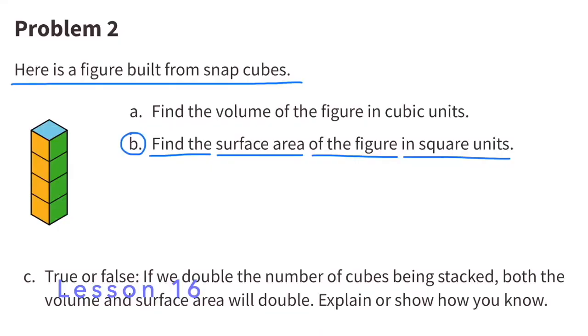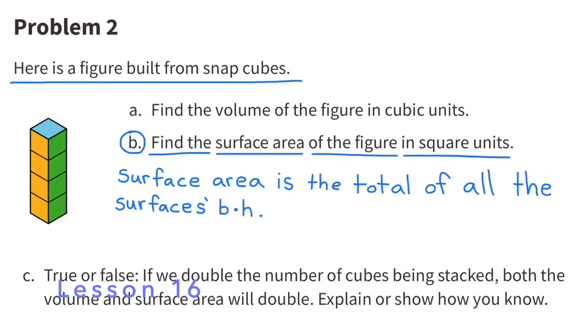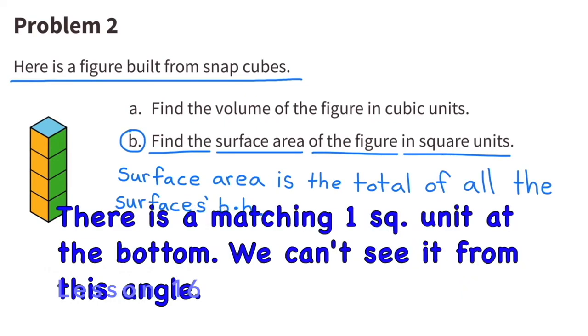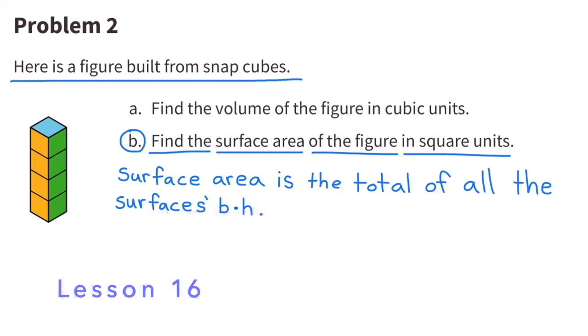B. Find the surface area of the figure in square units. The surface area is the total of all the surfaces, base times height. From this angle, we can see a base of 1 square unit, that's represented with the blue top. There is a matching 1 square unit at the bottom. We can't see it from this angle.